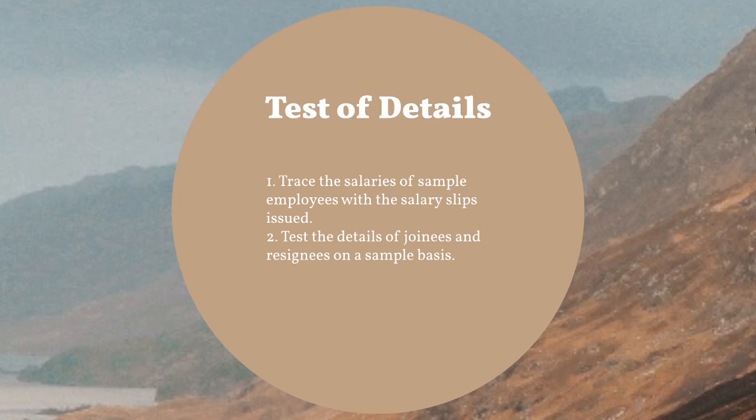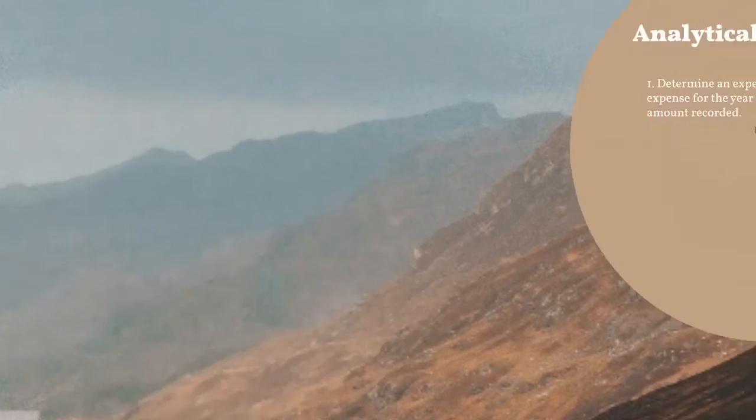Now we move forward to the substantive procedures that an auditor can apply. Substantive procedures are of two types: test of details and analytical procedures. Some of the test of details that we can do are trace the salaries of sample employees with the salary slips issued and test the details of joinees and resignees on a sample basis.